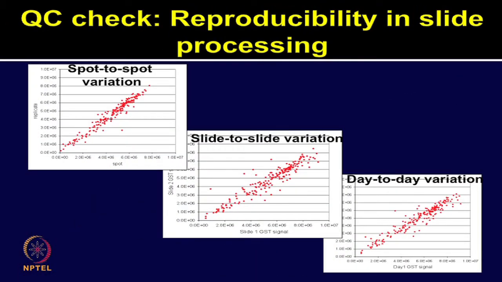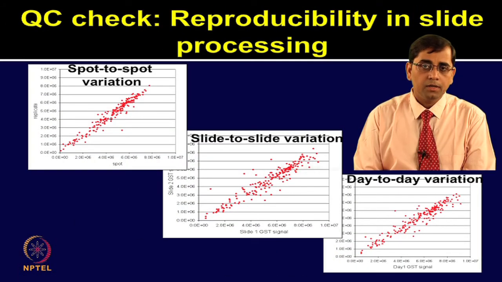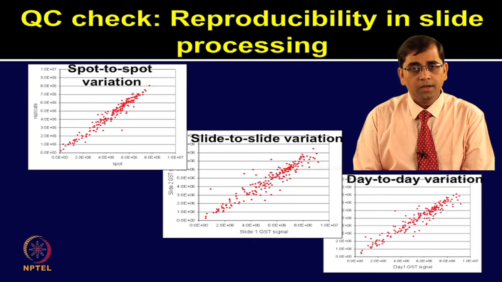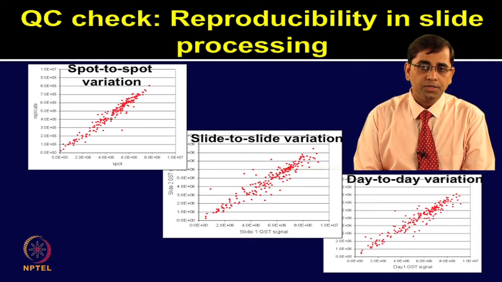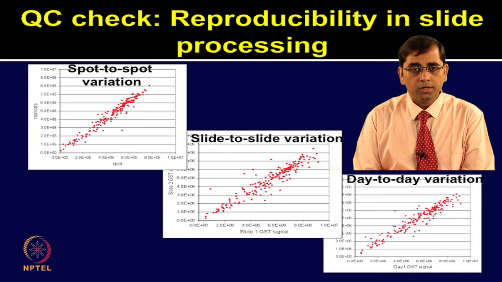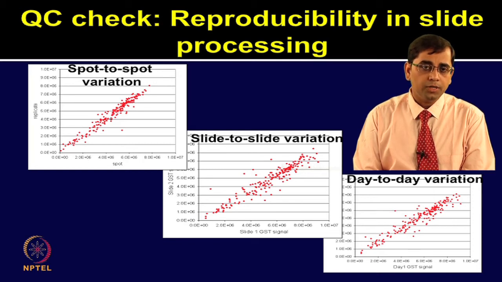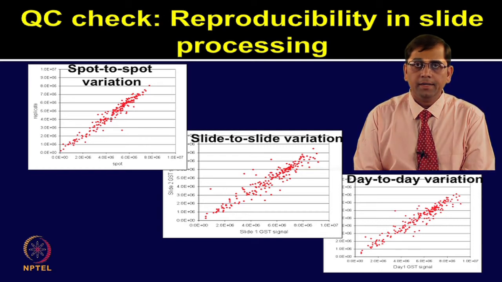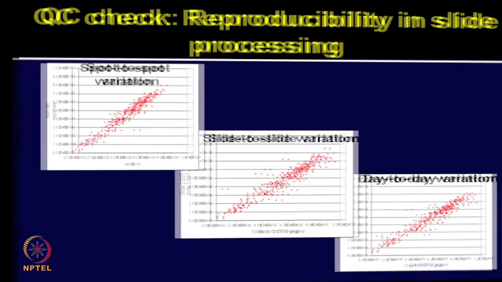So, batch to batch coefficient of variation, sample to sample CV as well as replicate CV should be calculated. Now, once you have looked at day to day variations, then also look at different types of other variability such as spot to spot, slide to slide and day to day. Again, plot it as shown in this graph. It shows that NAPPA arrays are quite reproducible.